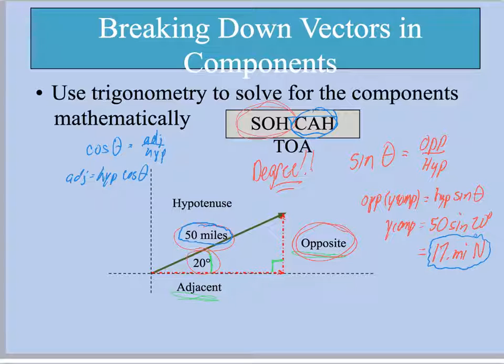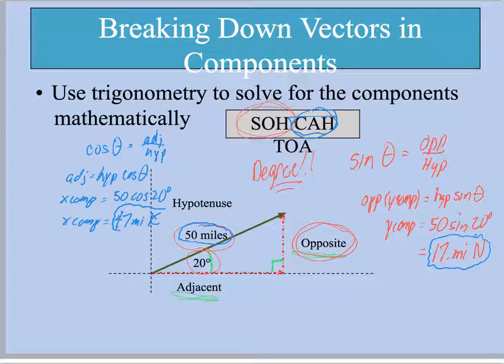And our adjacent side could be written as the x component instead of the adjacent side. And our hypotenuse is 50. And our angle is 20 degrees. So when we plug in our values, 50 cosine of 20, we end up with 46.98. We end up with 47 miles, and that would be east.